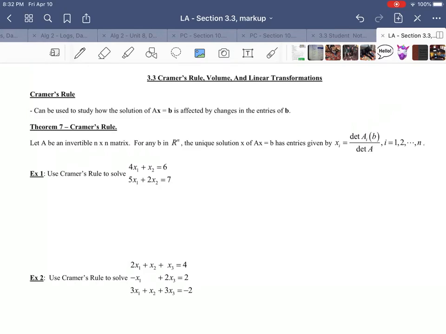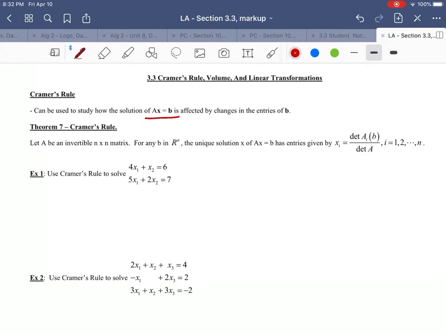So Cramer's rule is another way that you're going to use to solve equations like Ax equals b. I know you have your calculator and everything also, but here is yet another way to do that. So with Cramer's rule, it involves using the determinant of your coefficient matrix.